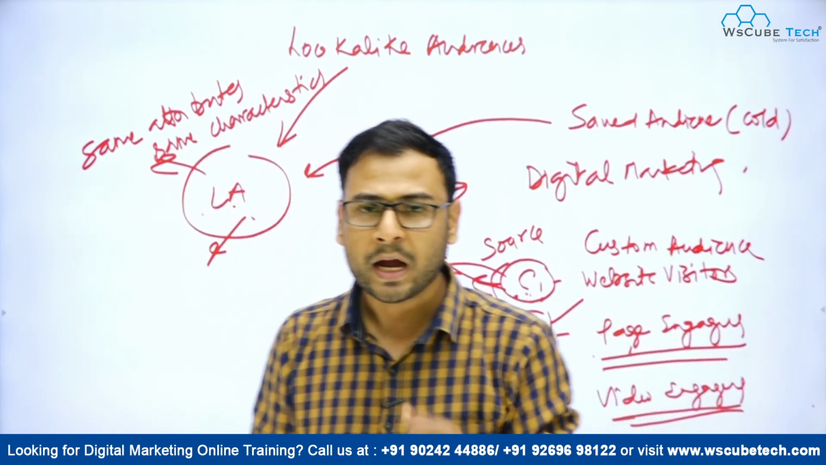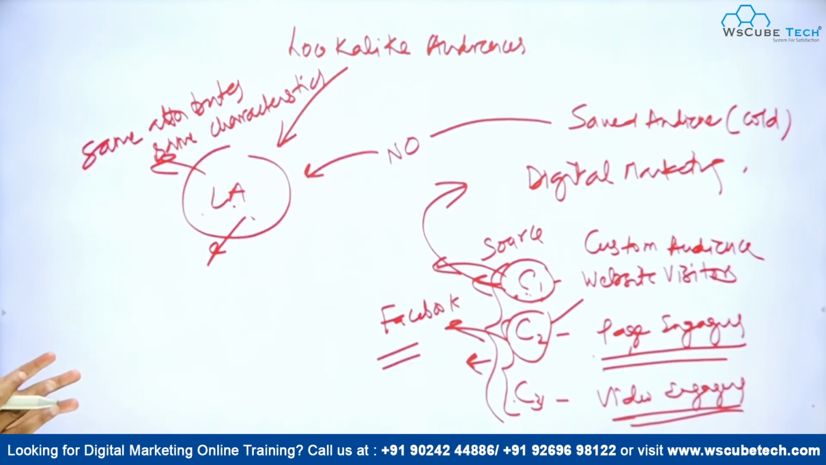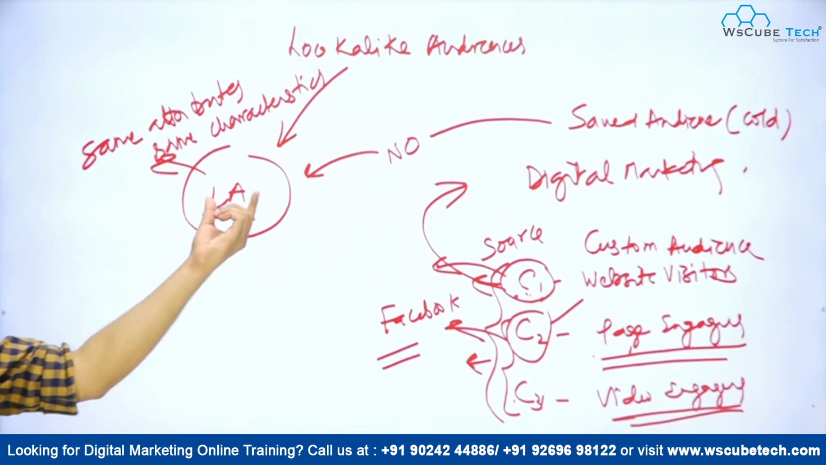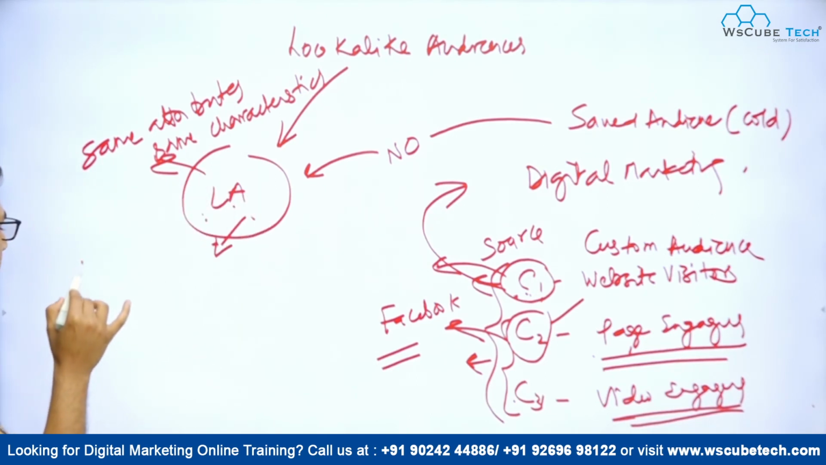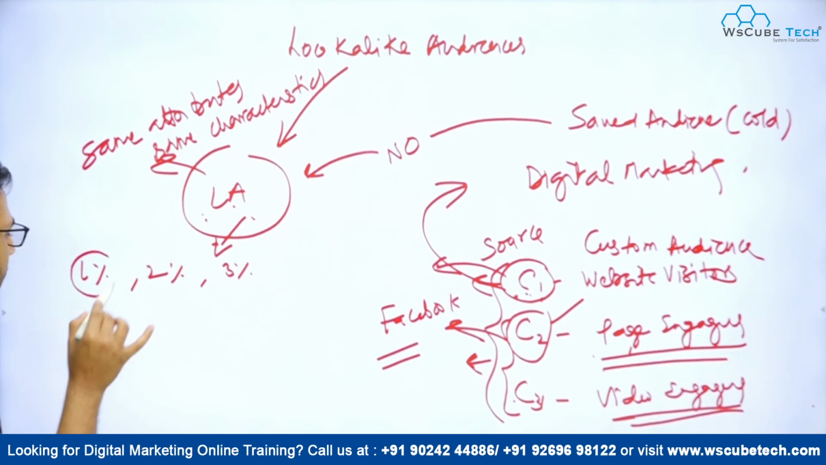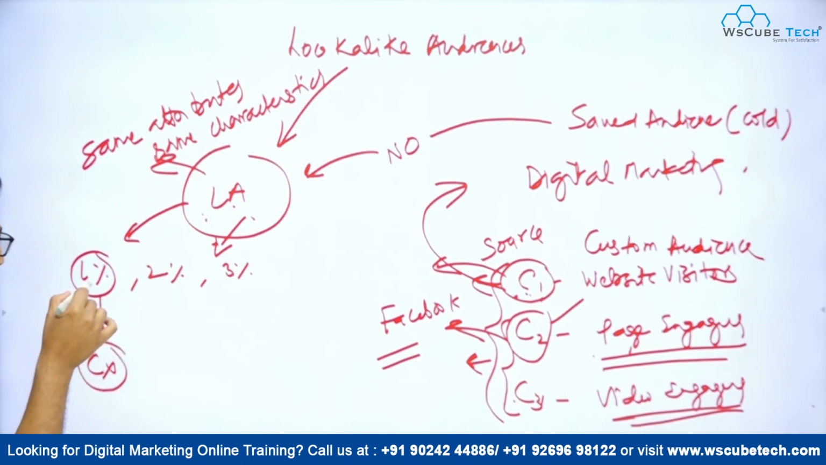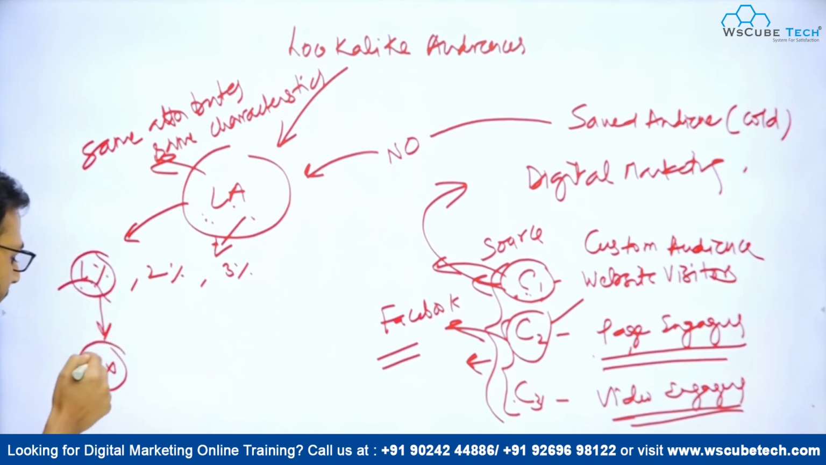You can create your lookalike, and you also have the option to create different intensities within your lookalike audiences. You can create 1%, 2%, 3%, right? So if there is a custom audience CX, and we create a 1% lookalike audience of CX, it means the audiences created under 1% are more relatable, or more similar, to CX when compared with 2%, right? So you have these options also.